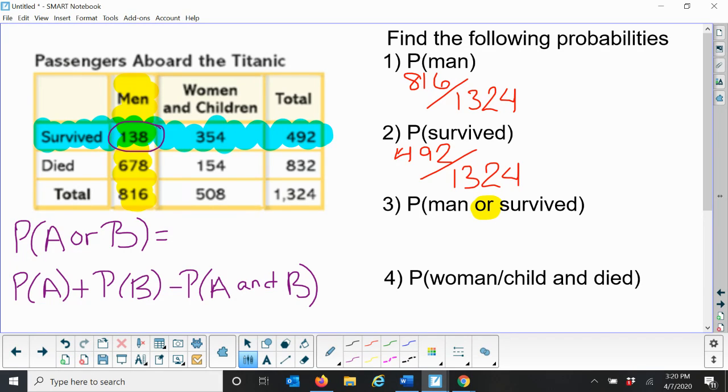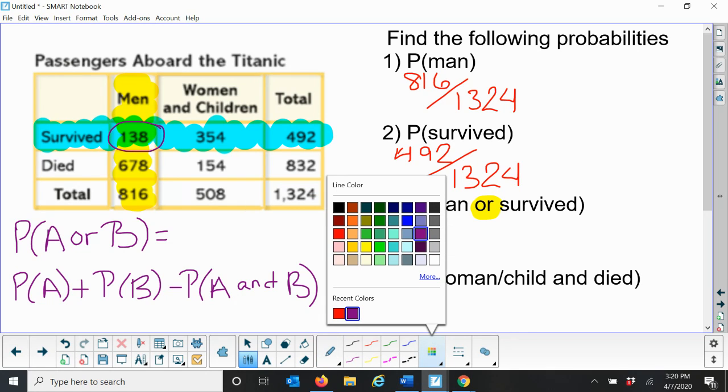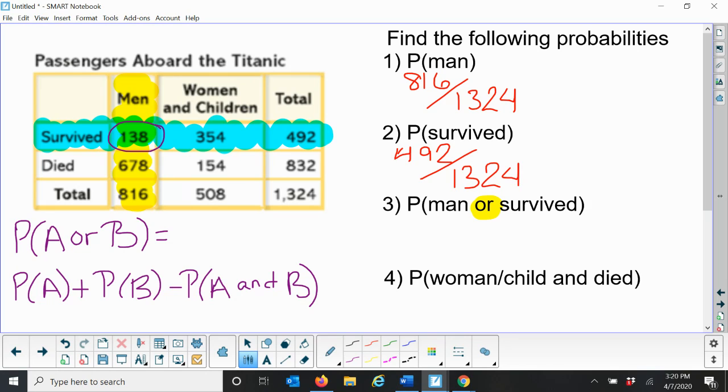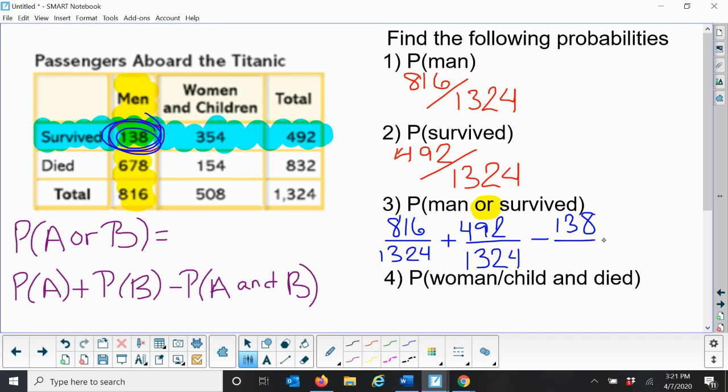And so when I do the math over here, let me change my color out. So first I'm going to find the probability that it was a man, which I actually have in number 1, 816 out of 1324. Then I am going to add it to the probability that they survived, which we actually found in question number 2. But again, I need to get rid of the 138 that were counted twice. They are not twice as important. They're not twice as likely to get picked. And therefore, I need to take away one set of them. So the 138 men who survived need to be subtracted.